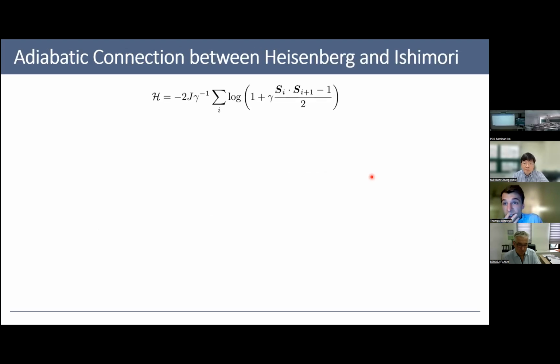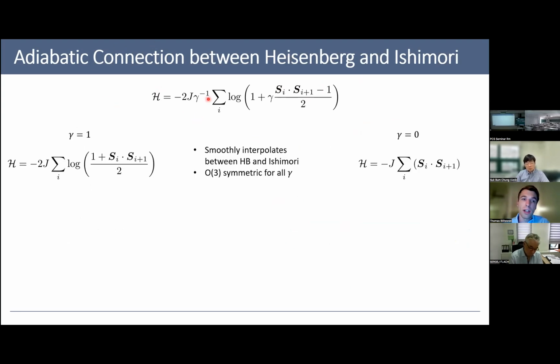And then the second thing is to construct the moving solitons. And what we do there is we adiabatically connect the Heisenberg and the Ishimori models. So we write down an interpolating model where we introduce a parameter gamma that for gamma equal 1 just recovers the Ishimori chain. And for gamma equal 0, the limiting case is the Heisenberg chain. So that's a nice smooth interpolation of our Hamiltonians.